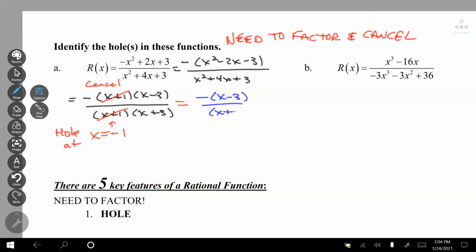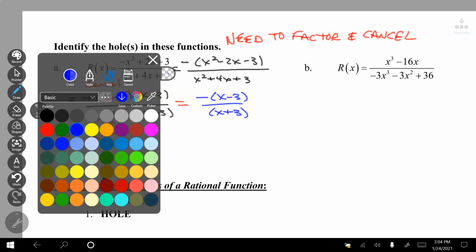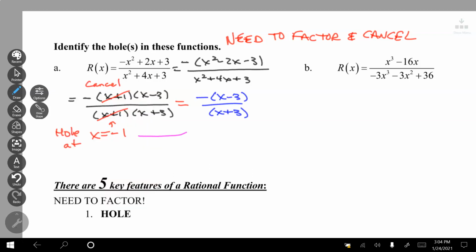We get what's left over, and that's our function left over, except now I need to find the y value. So how do I find a y value? I take this x value, I plug it in to find the y value.